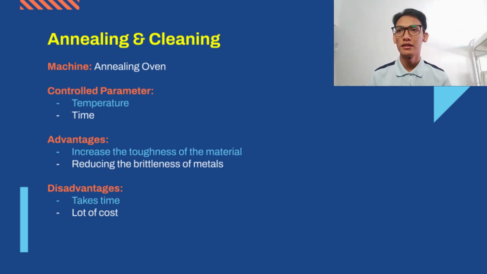For the annealing and cleaning process, we use the annealing oven. The control parameters are the temperature and time. The advantages are that it increases the toughness of the material and reduces the brittleness of metals. The disadvantage is that it takes time and costs a lot.